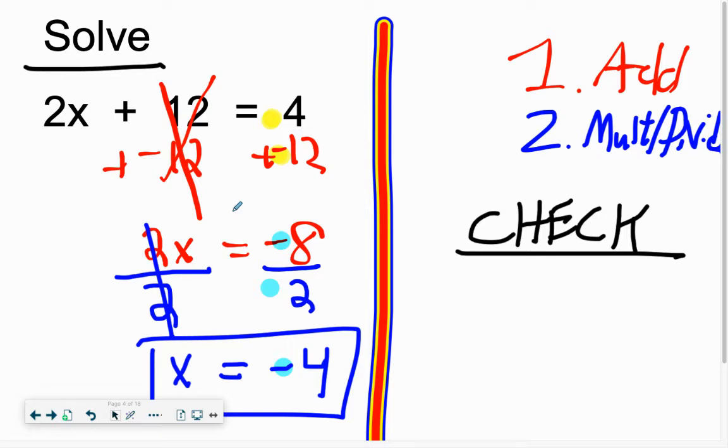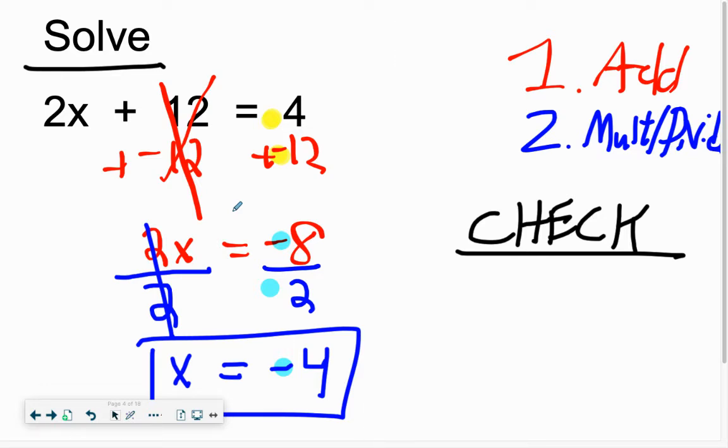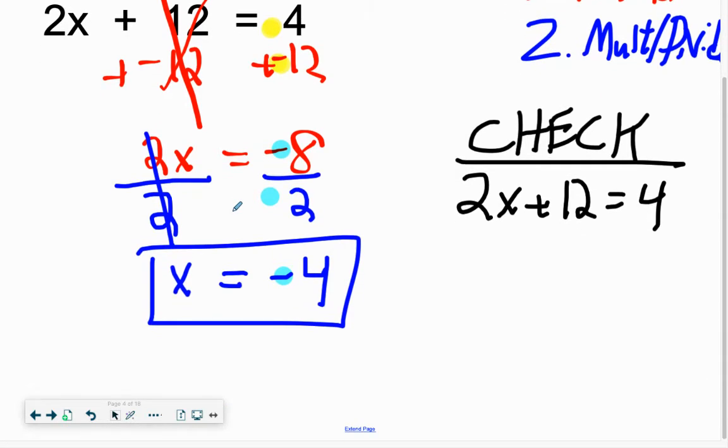Now for checking over here on the right, check means to write down that original problem, and then it means to plug on in. Did we get the right answer? Will our answer, our value for x over there, get the right answer in the problem? So plug on in. Please note that that x is touching the 2, so it is being multiplied. So 2 times a negative 4 plus 12 equals a positive 4. And from there, let's keep on going and simplify.